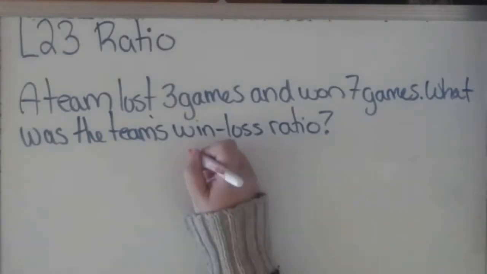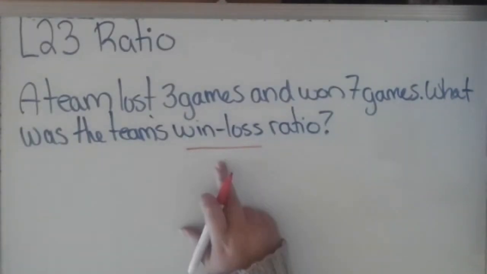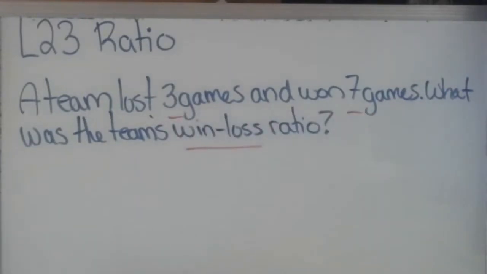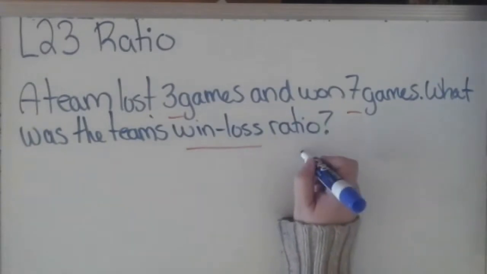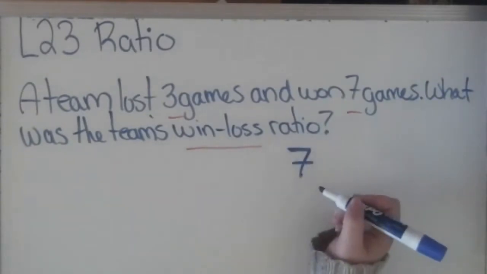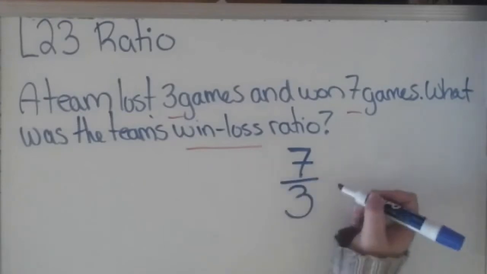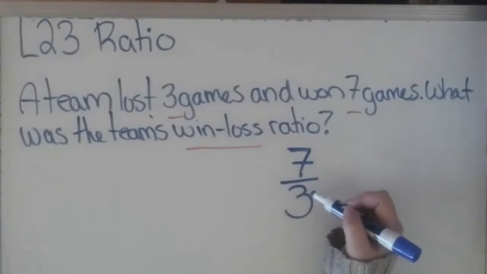Now, win to loss, so that tells you in which way you're going to place the numbers. And then of course up here tells you what your numbers are. So they won 7 games. So that's our first number. They lost 3. So they have a ratio of 7 to 3.